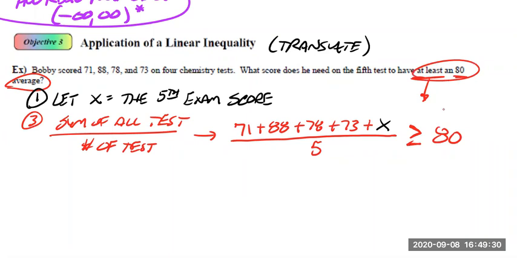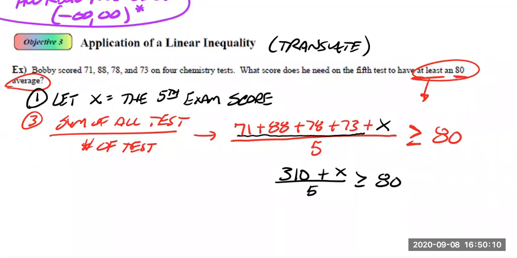So, all right, how do we solve this? We have a big fraction. This is one term on the left side. We could add up all these numbers, which we will. If we add up all these numbers here on top, we get 310 plus X divided by 5 is greater than or equal to 80.